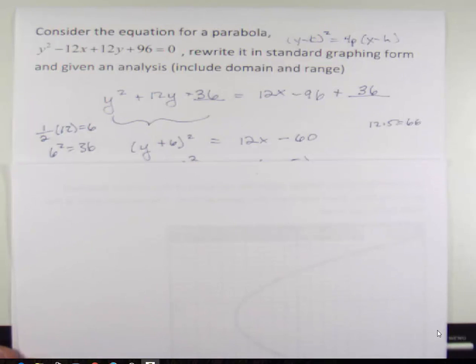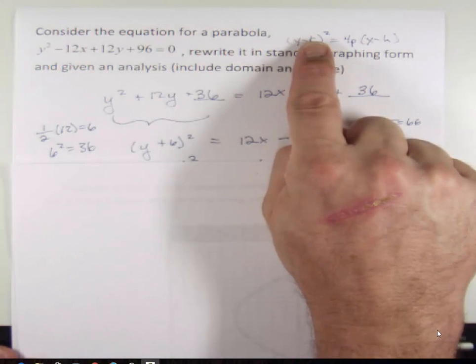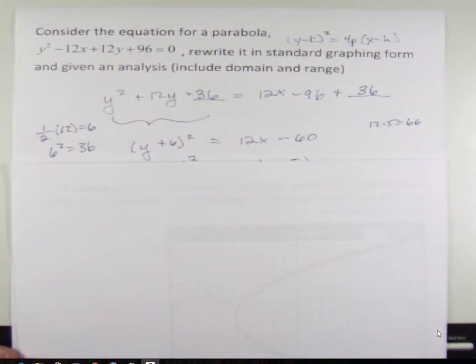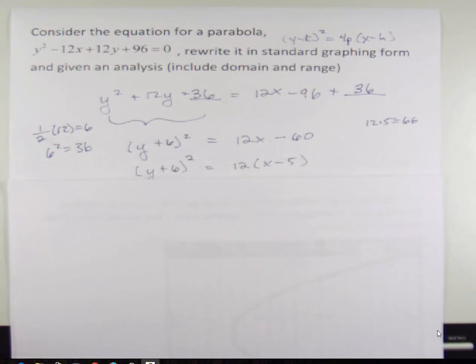Now I'm partway there. I have the first part done, but I have to clean up the right hand side. So I'm going to start by taking out 12. I seem to remember that 12 times 5 is 60. So that's the first thing I did. Notice the sign of 12 is positive, so I know the focal distance is a positive distance, and in this case I'll be going right.